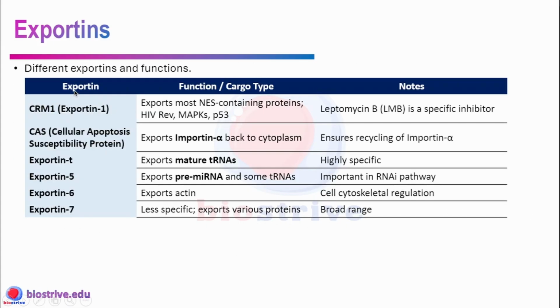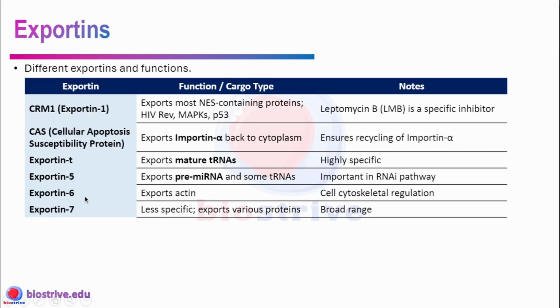Then we have some exportins, their function and some comments. You can go on your own. This is CRM1, exportin 1, which we talked about in detail in previous slides. Exportin T, T represents tRNA, it transfers tRNA, it is highly specific. In the case of CAS, this is cellular apoptosis susceptibility protein. It exports importin alpha back to the cytoplasm, helping in recycling of the importin alpha receptor. Exportin 5 exports pre-miRNAs.